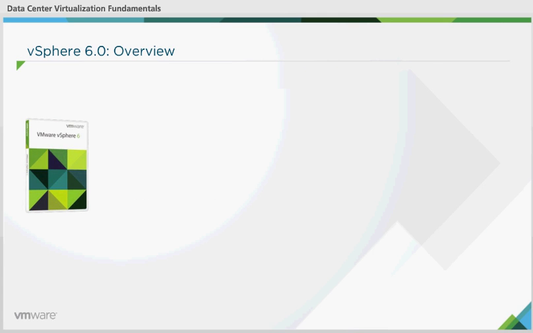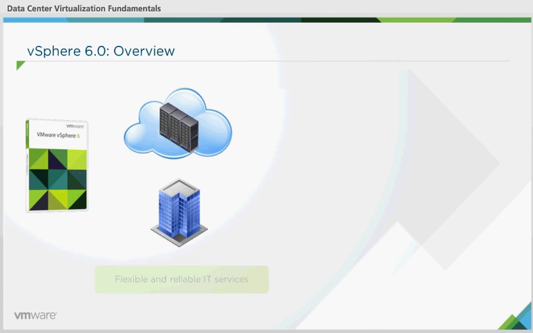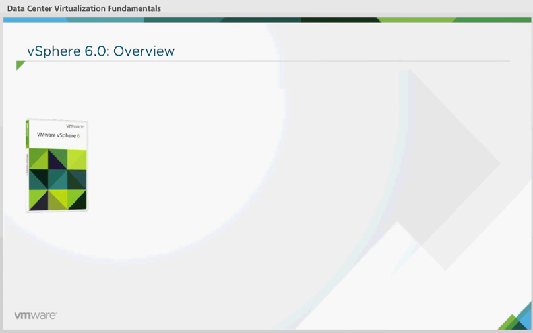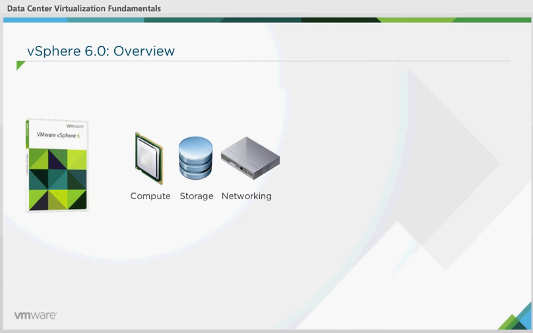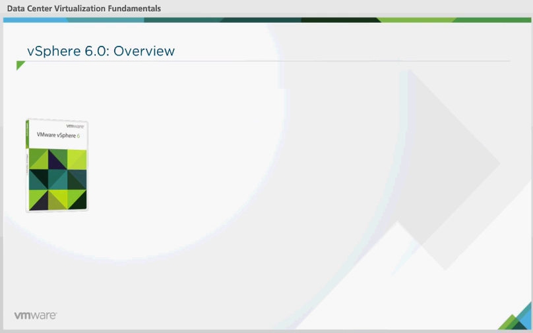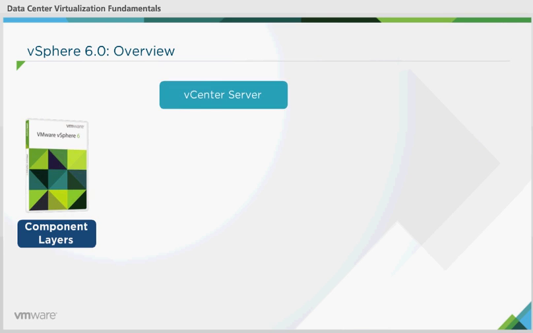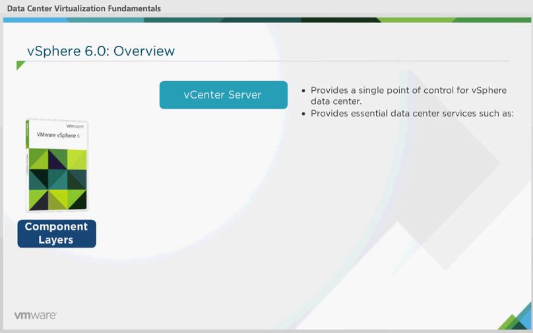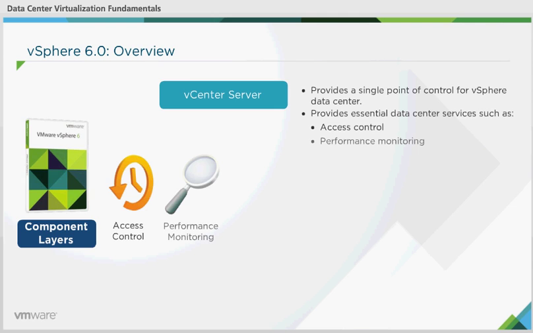vSphere 6.0 leverages the power of virtualization to transform data centers into simplified cloud computing infrastructure and enables IT organizations to deliver flexible and reliable IT services. It manages large collections of infrastructure such as compute, storage, and networking as a seamless and dynamic operating environment. vSphere consists of the following component layers. vCenter Server. vCenter Server provides a single point of control for the vSphere data center. It provides essential data center services such as access control, performance monitoring, and configuration.